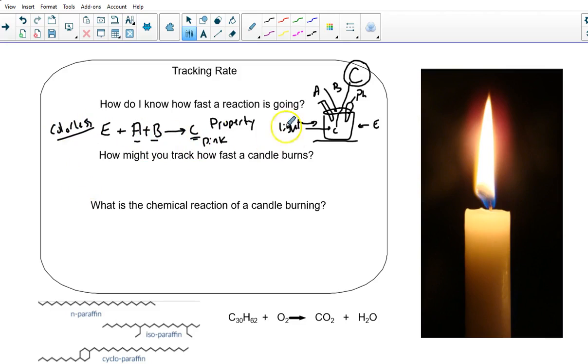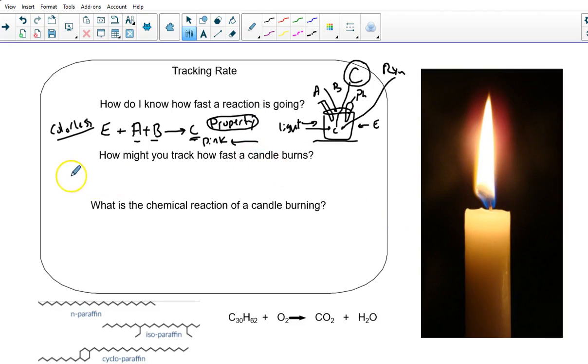This is the ingenuity of someone who's working in a lab or is a chemical engineer. Maybe they find a way to do another chemical reaction on the side, where they convert C, which normally is colorless, into something that's pink. So where there's a will, there's a way, but somehow we need a property that we can measure. So let's say, for example, a candle.